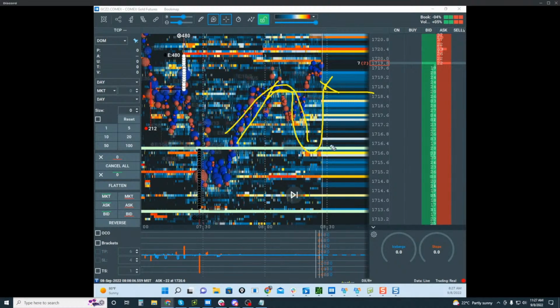Does that mean it's going to retest? No, they don't retest every time. Again, this is from my personal experience. I don't have the exact stats from watching thousands of these.